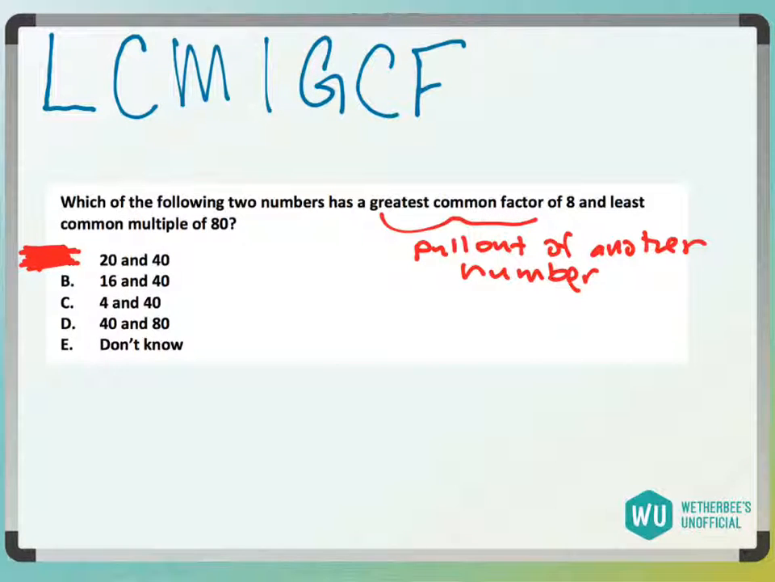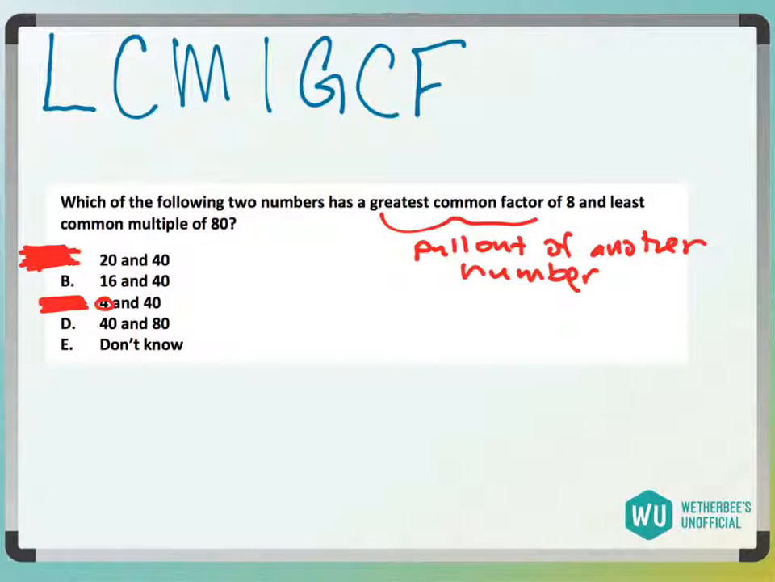Same thing, so 8 is a factor of 16 and 40. It's a factor of 40 and 80, but is 8 a factor of 4? It absolutely is not. So I can get rid of answer choice C as well, right? Okay. So now if I look at between B and D, right?